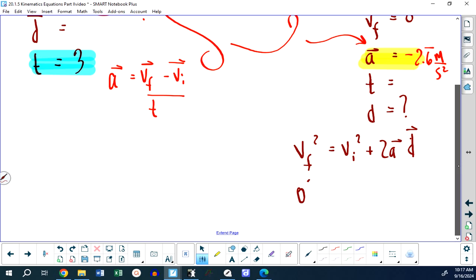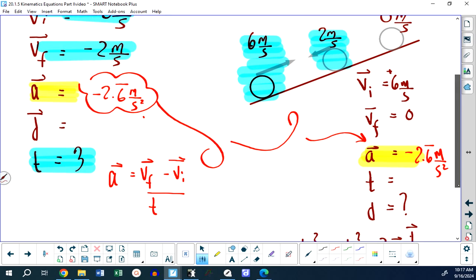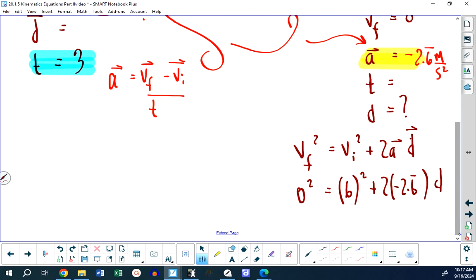So this will be 0 squared equals 6 squared plus 2 times negative 2.6 repeating times d. Remember, with the units, I don't want you to put in units. If you have to put in units because you're that kind of person, it's just got to be tickety-boo, perfect, put them in. I think students are more likely at this point in the course and in the year to make mistakes if they put the units in.